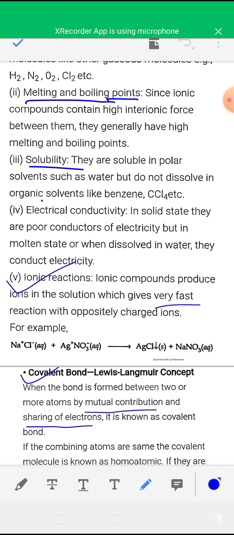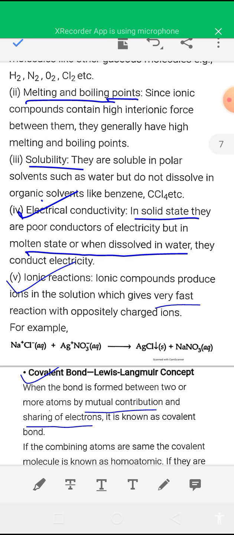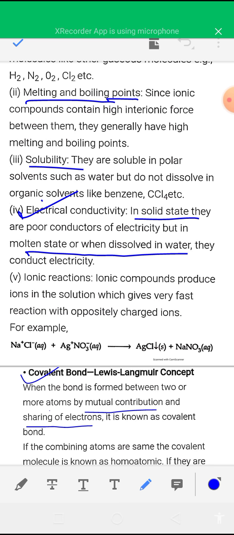And electrical conductivity: due to the presence of oppositely charged ions, that is cations and anions, they can conduct electricity in molten state or in aqueous solution, but not in solid state, because in solid state the ions are not free. Ions are very tightly held together. And their rate of reaction is also high.